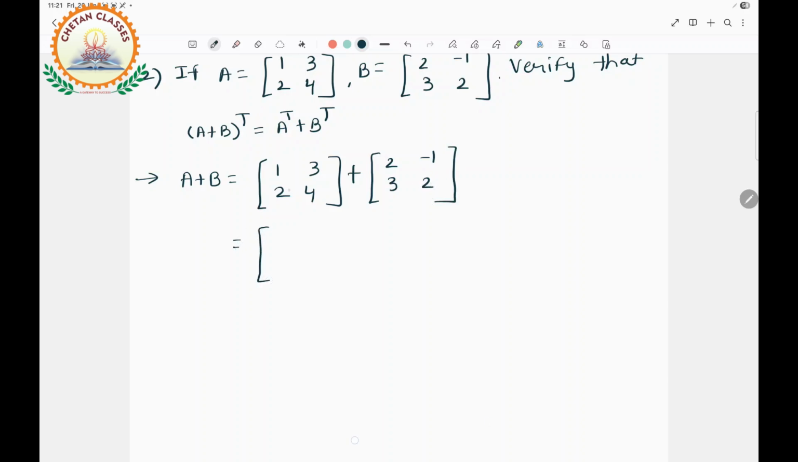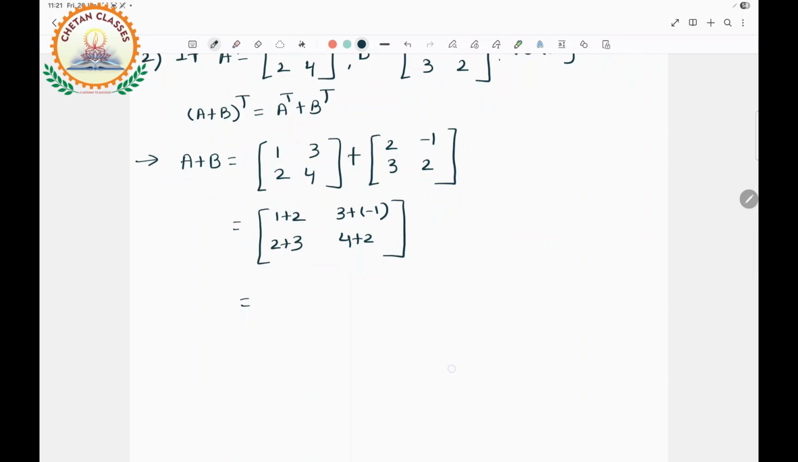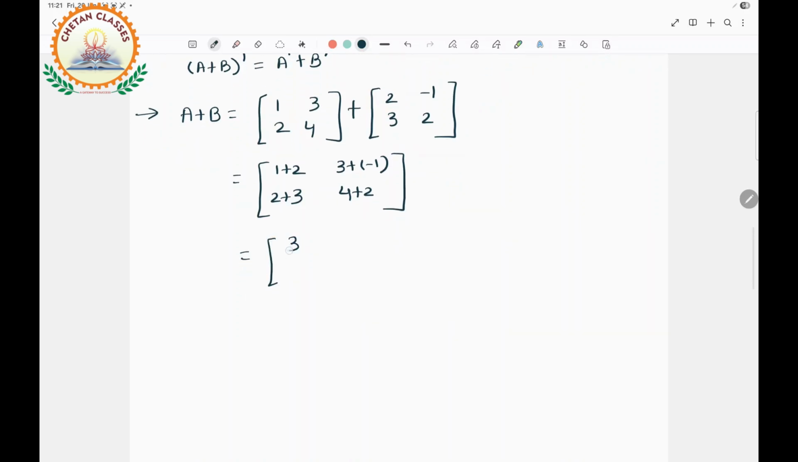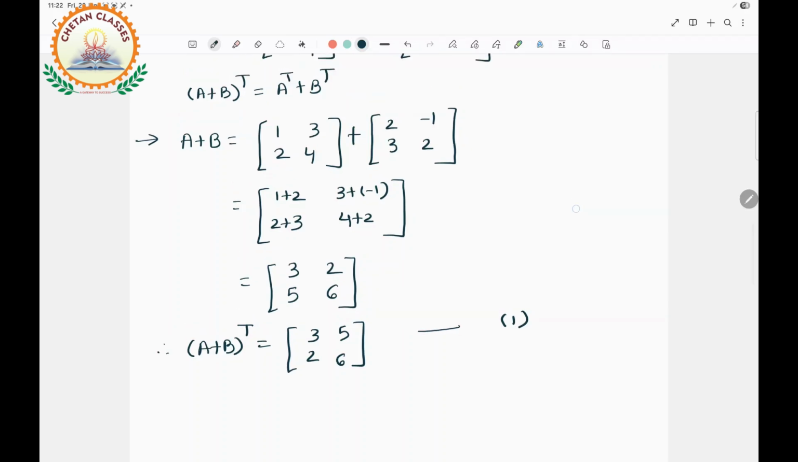which is equal to 1 plus 2, here 3 plus minus 1, here 2 plus 3 and 4 plus 2 is equal to 3, 2, 5 and 6. Now find A plus B transpose. So therefore A plus B, its transpose is equal to, first row becomes first column, that is 3, 2, 5 and 6. Consider this is equation number 1.